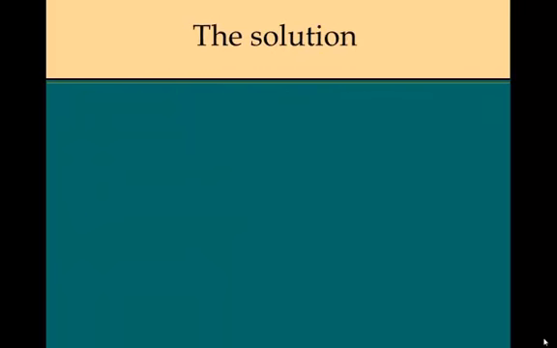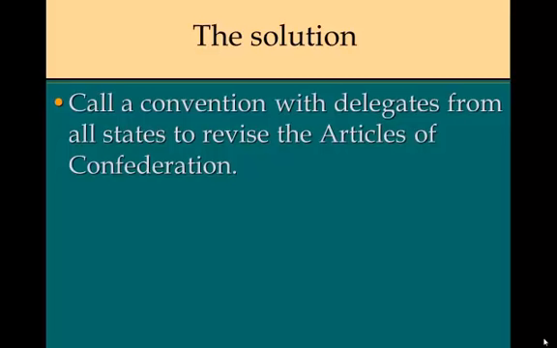The solution was to fix the Articles of Confederation. Let's call a convention with the delegates from all the states, and let's revise and fix the Articles of Confederation. Most of the people that came had no intention of writing a new document. But there were a few that had it on their minds to start over from scratch and create an entirely new document, putting the power where they thought it should be, with the federal government. Those people convinced everybody else that we needed to do this.